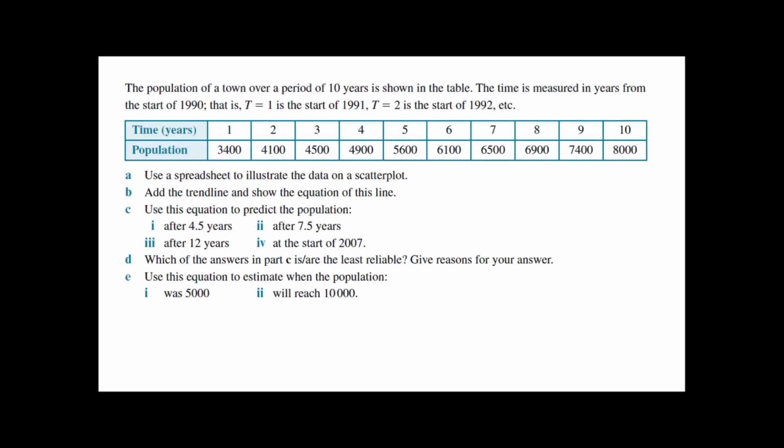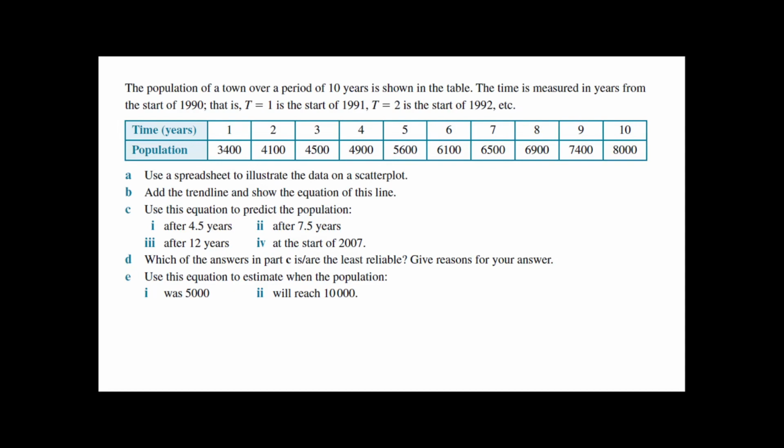Let's look at an example. The population of a town over a period of 10 years is shown in the table. The time is measured in years from the start of 1990. If t is 1, that means it's the start of 1991. Use a spreadsheet to illustrate the data on the scatter plot and add the trend line and show the equation of this line.